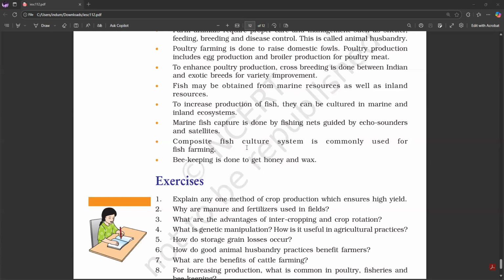Fish may be obtained from marine resources as well as inland resources. To increase production of fish, they can be cultured in marine or inland ecosystems. Marine fish capture is done by fishing nets guided by echo sounders and satellites. Composite fish culture system is commonly used for fish farming. Beekeeping is done to get honey and wax. So this was our chapter, Improvement in Food Resources.